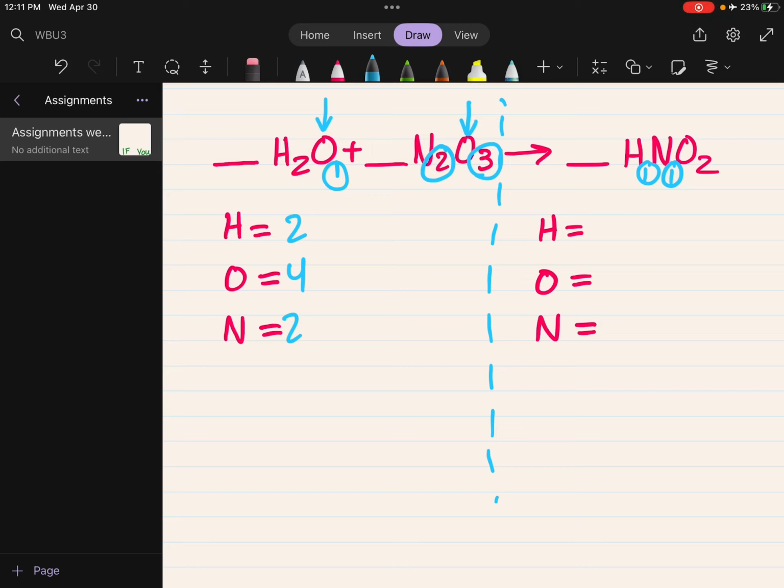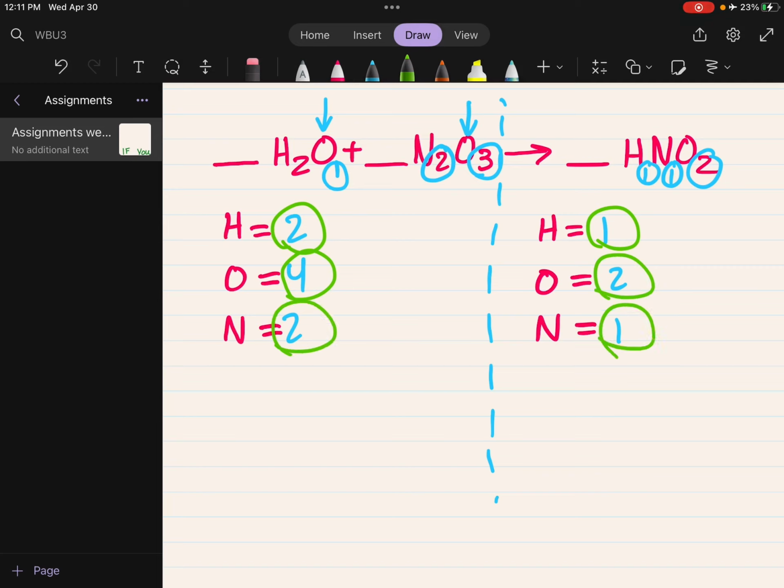All right, and then I go to my right side and I do the same thing with what I have here. So for my hydrogen, I have 1. For my nitrogen, I have 1. And then for my oxygen, I have 2. All right, so now I want to ask you this question. Does this equation over here look balanced? Well, let's see. We have a 2 over here and a 1 over here, so that is not balanced. Same thing here. We have a 4 and a 2 over here, not balanced, and this is also not balanced at the end there. So what we have to do is use our coefficients.